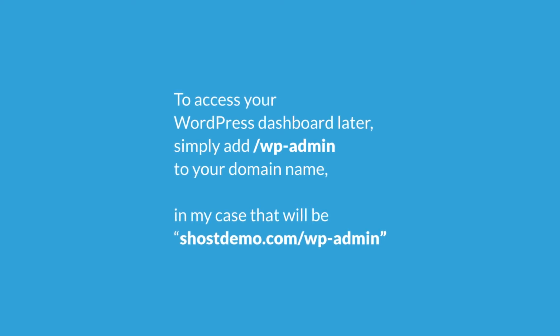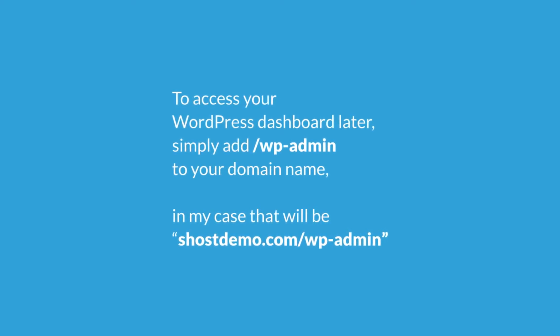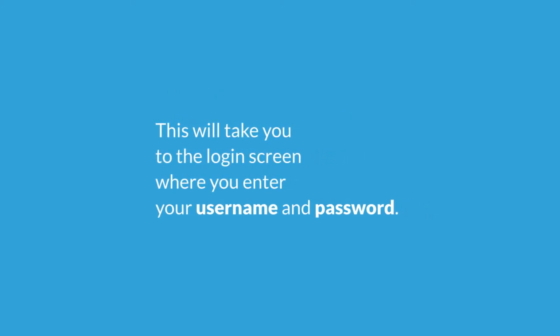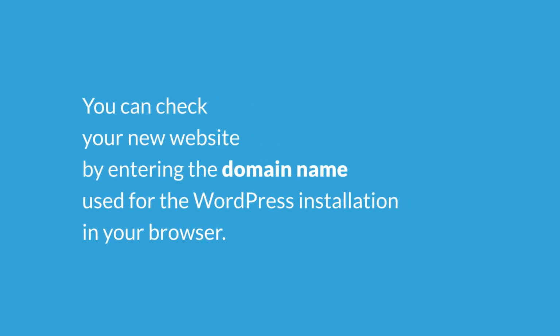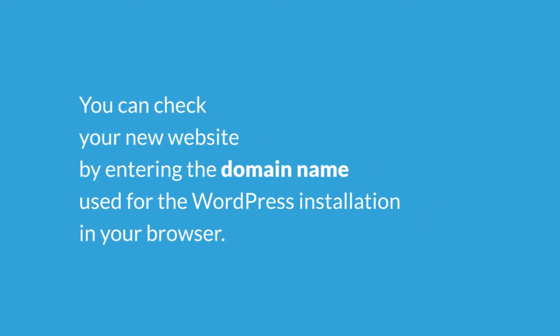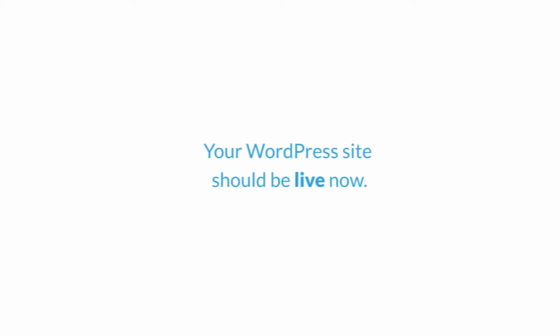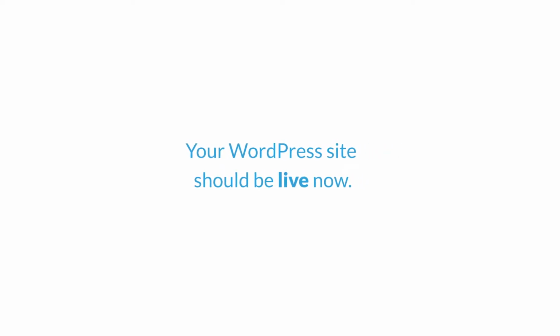In my case, that will be shostdemo.com/wp-admin. This will take you to your login screen where you will enter your username and password. You can check your new website by entering the domain name used for the WordPress installation in your browser. Your WordPress site should be live now.